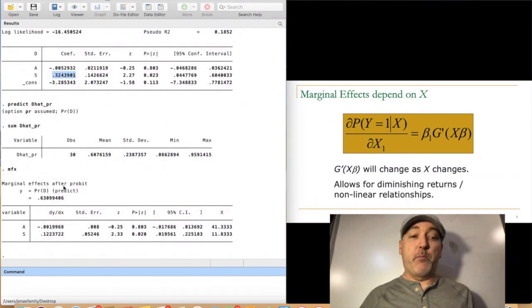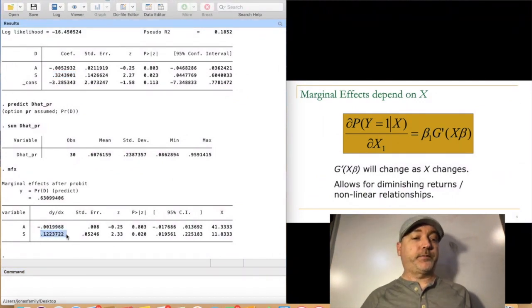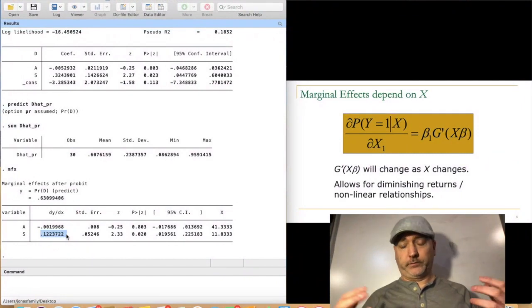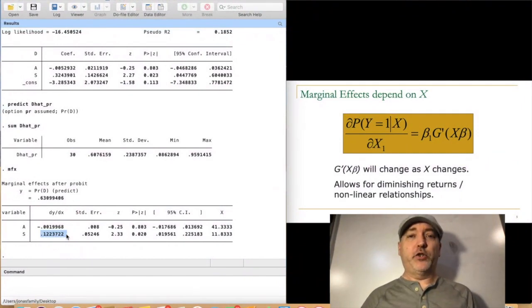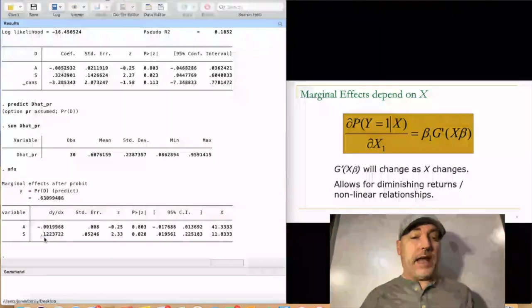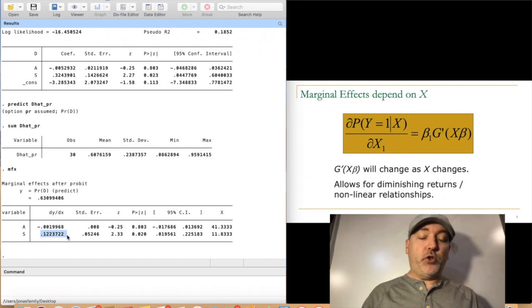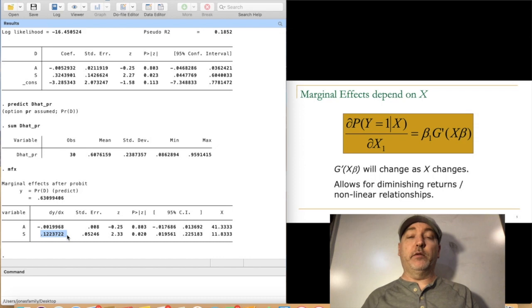That gives us the marginal effects, which we can now compare to our linear model, and which actually have useful interpretations. So here, we've estimated that each additional year of schooling, holding age constant, adds 0.12 to the probability of labor force participation. Probability goes up by about 12 percentage points. Pretty close to what we had with the linear model, which was about 0.10.